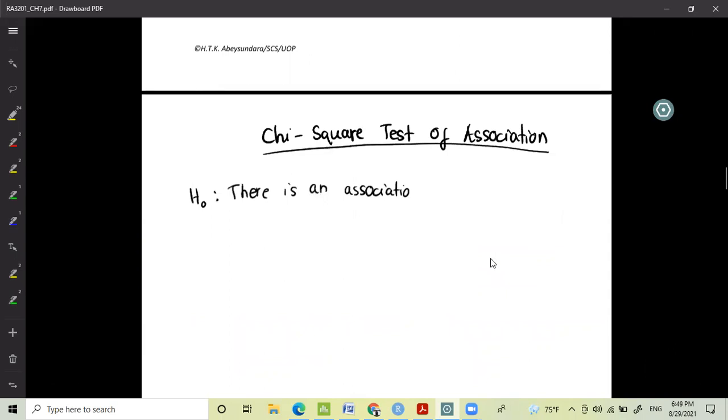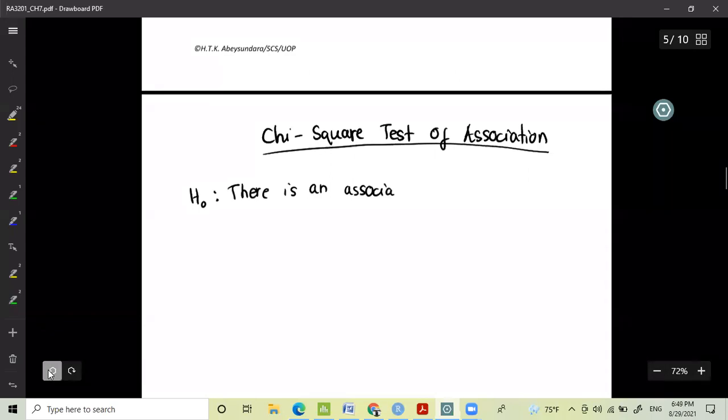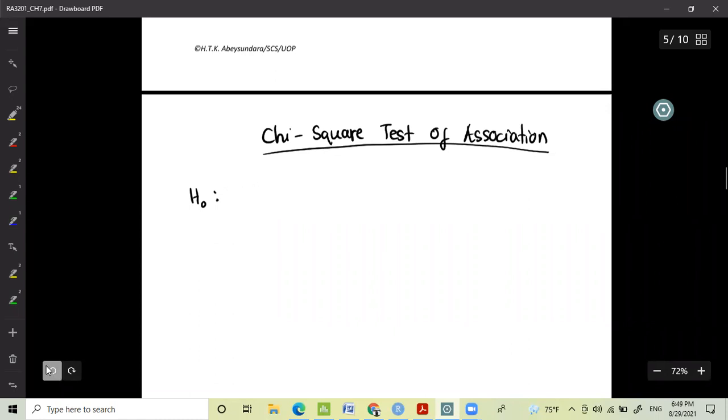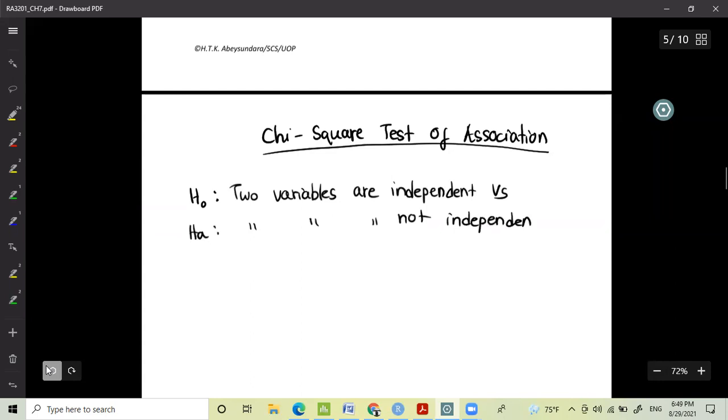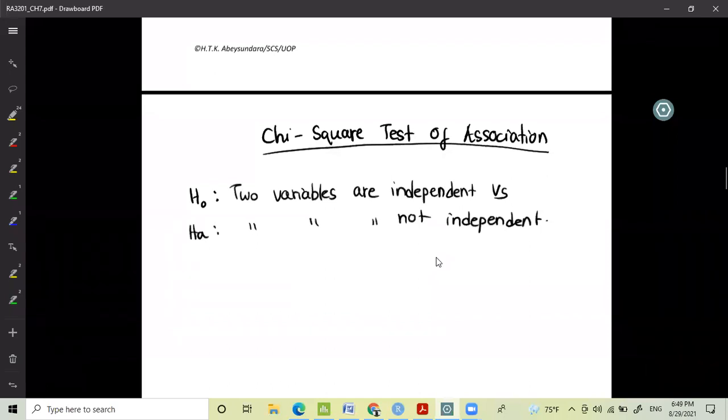Should we do it the other way? I'll use a common one. H0: two variables are independent, versus the alternative: two variables are not independent. If they are independent, that means there's no association. If they are dependent, that means there's an association. So it is the same thing if you write it like this.